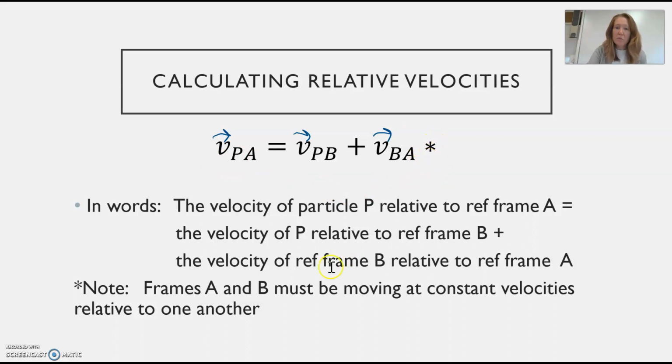But this star here is important, that the two frames, A and B, must be moving at constant velocities relative to one another. So the airplane needs to be moving at a constant velocity relative to the ground, for example. Or in the next example, we'll talk about a boat and the ground. So we can't have something that's accelerating, otherwise this relationship is not going to hold true.